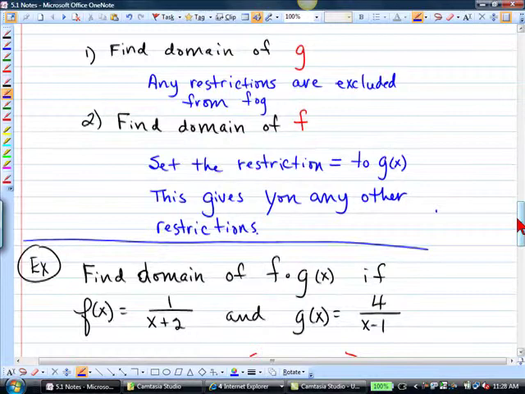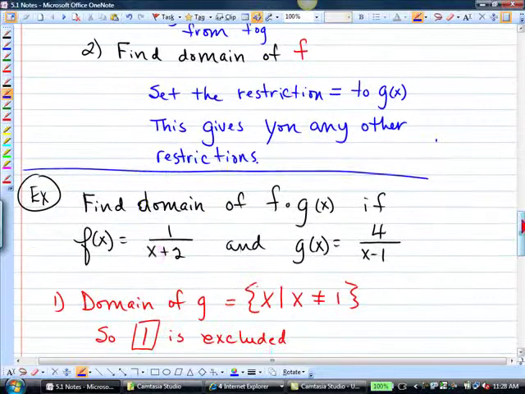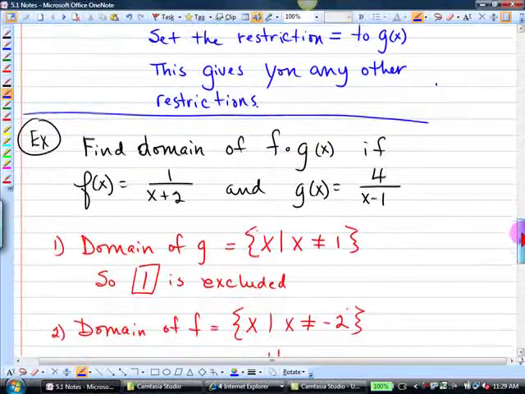Okay, so here's the example problem. Find the domain of F of G of X, and so you're given two functions. Here's your F function, here's your G function. All right, so domain of G, told us to find that first. So the domain of G, if we're looking here, what's the only thing that X can't be? 1. So that's our restriction. So 1 is going to be excluded from the composite domain as well. We know that.